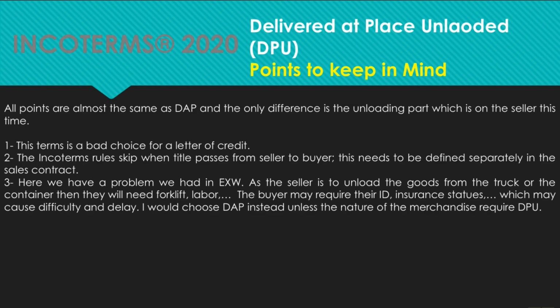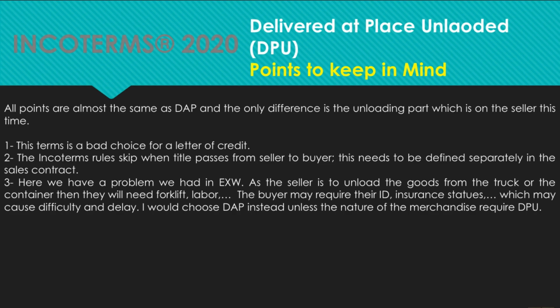3. Here we have a problem we had in EXW. As the seller is to unload the goods from the truck or the container, they will need a forklift, labor, and so on. The seller may be asked for their ID and insurance status, which may cause difficulty and delay. I would choose DAP instead unless the nature of the merchandise required DPU.